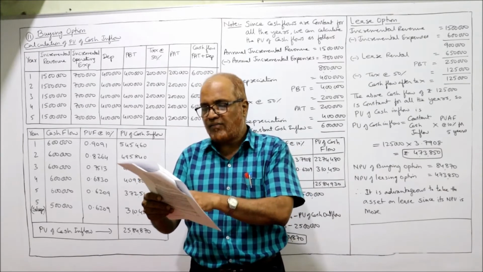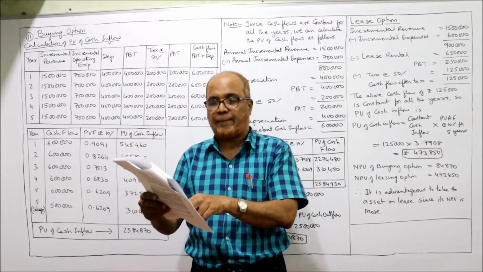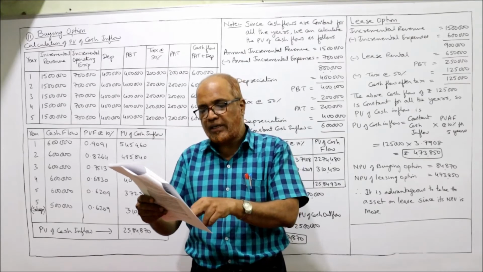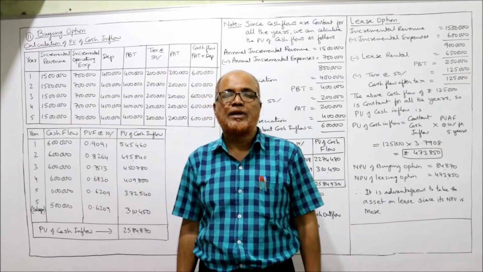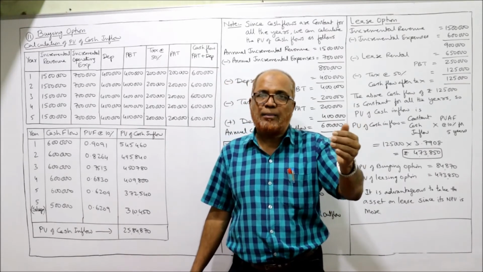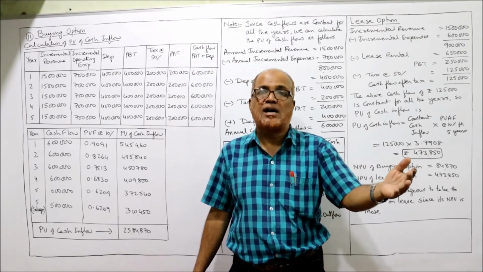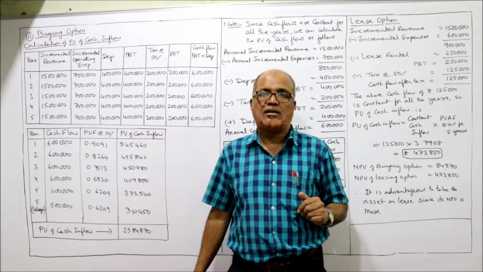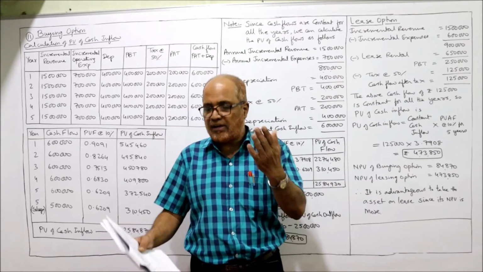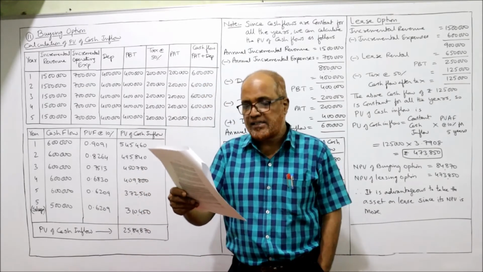The use of the asset will result in an incremental revenue of rupees 15 lakh per annum. However, the operating expenses will also increase by 7 lakh per annum. So in this problem, the new point given is, we are given the incremental revenue and incremental expenses after purchasing the asset. So if we use the asset, our revenue will increase by 15 lakh and expenses will increase by 7 lakh.